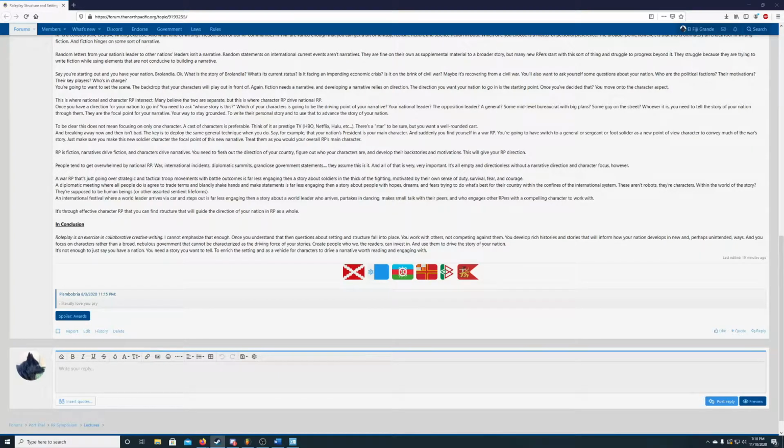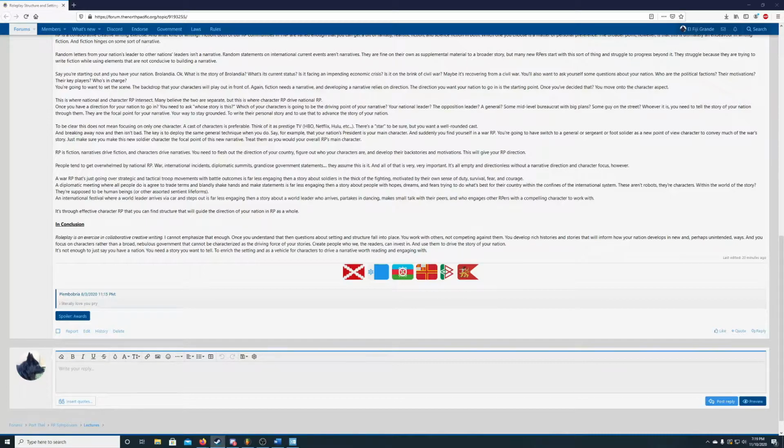Say, for example, that your nation's president is your main character, and you suddenly find yourself in a war RP. You're going to have to switch to a general or a sergeant or a foot soldier as a new point of view character to convey much of that war story. Just make sure that this new character is the focal point of this new narrative.